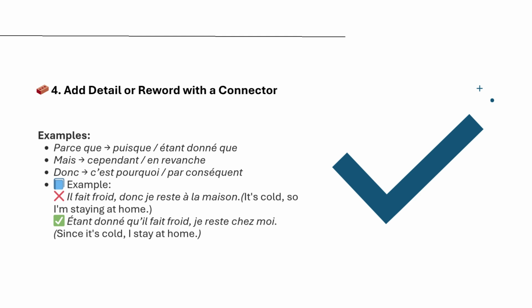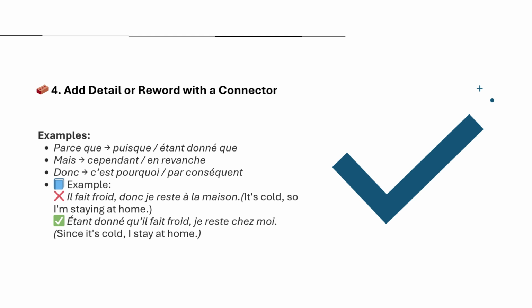And now in the fourth part, we're going to learn how we can add detail or reword with a connector. For example, parce que. Instead of that, you can say puisque, or étant donné que. Or instead of using mais, you can use cependant or en revanche. Instead of using donc, you can use c'est pourquoi or par conséquent.